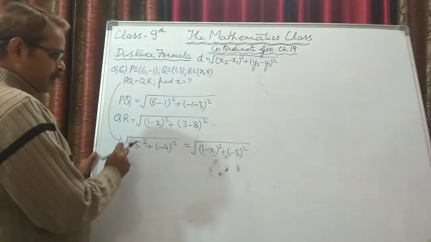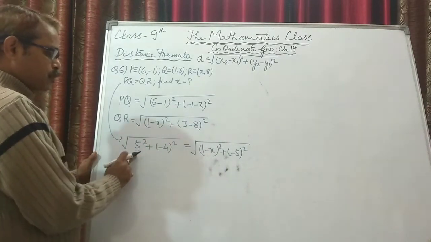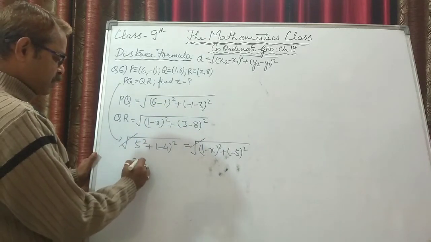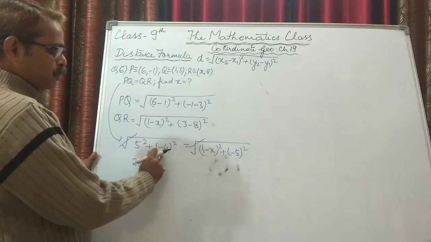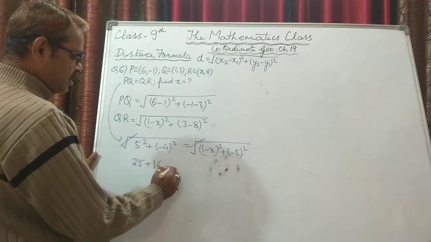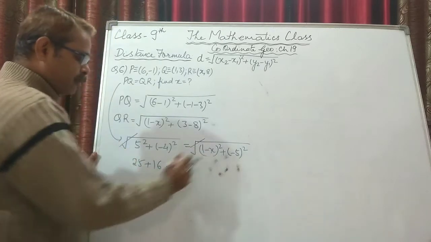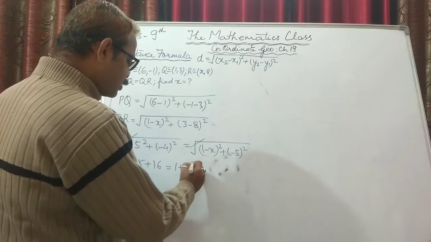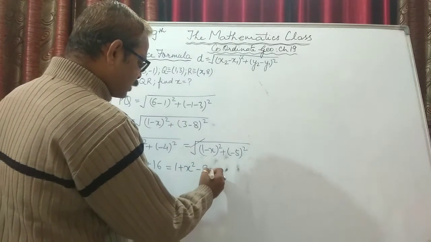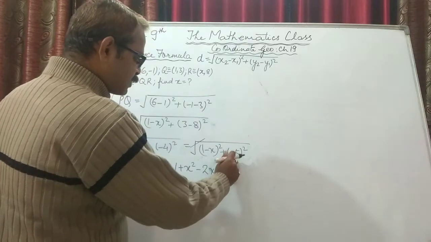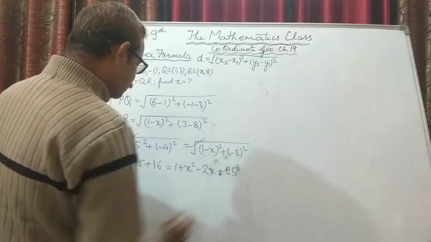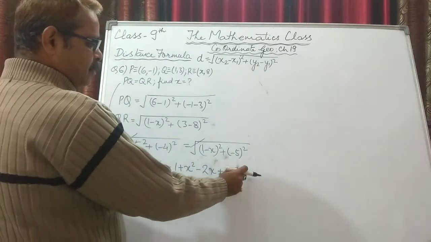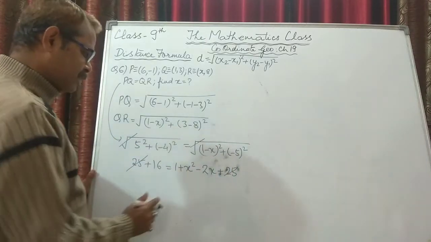Now what we'll do while solving, first of all we need to remove the roots, so simply squaring both the sides, so these roots will get cancelled. Now 5 square is 25 plus minus 4 square is 16. 16 is equal to 1 minus x whole square, which will be opened by the formula of a minus b whole square: a square plus b square minus 2ab, so that is minus 2x, and plus minus 5 square is 25. So this 25 and this 25 cancel, or this 25 goes to the other side, it becomes negative, so they will cancel. In any case they will cancel.